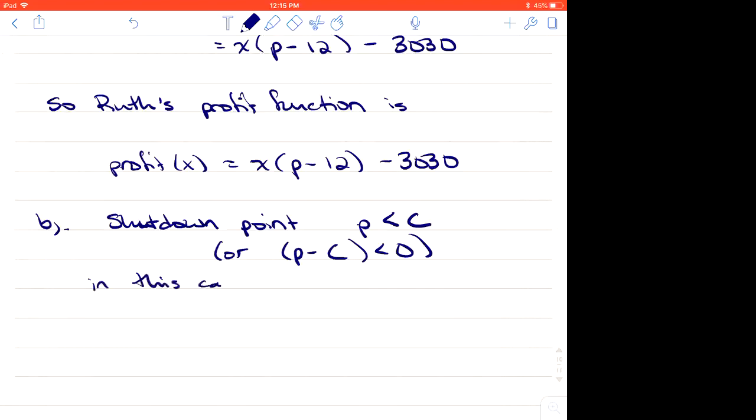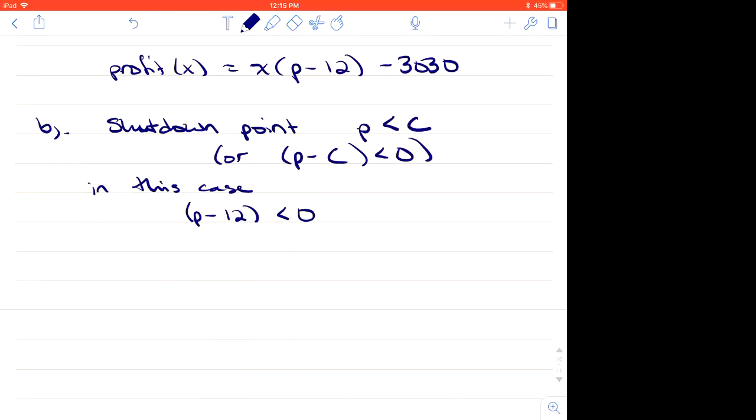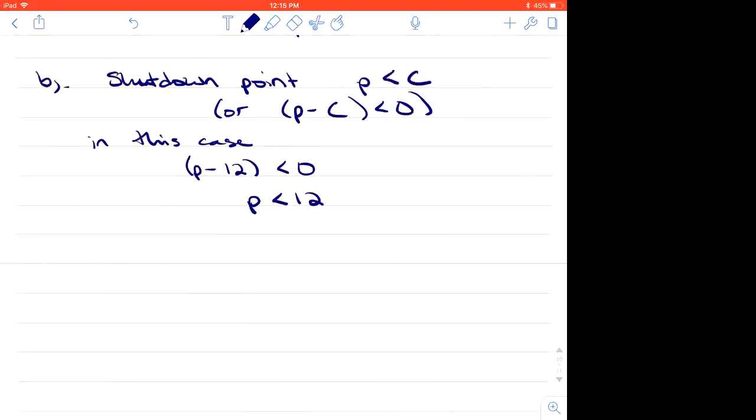In this case, when P minus 12 is less than 0, or P is less than 12. When the price that we can charge per item is less than $12, we just established that it costs $12 in materials and labor to produce this thing. We need to shut it down. So P less than 12 is the shutdown point.